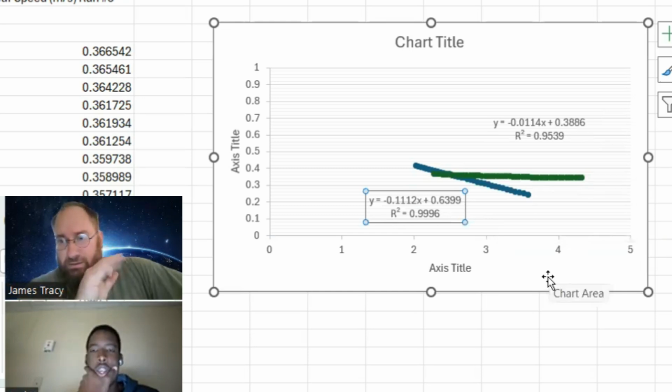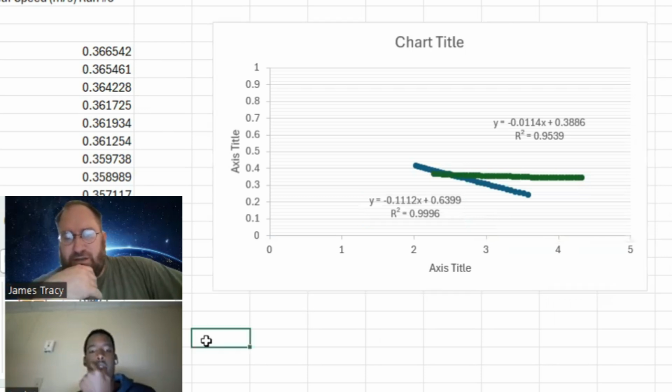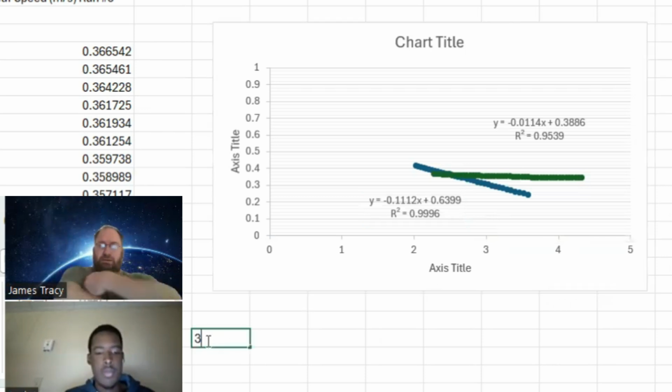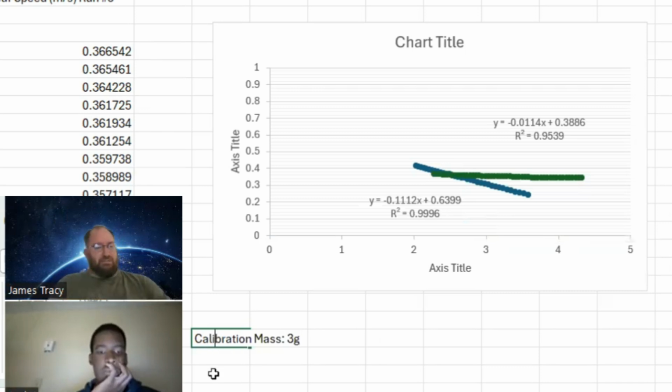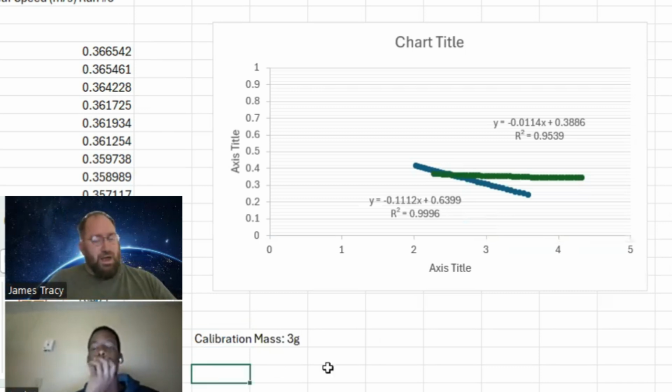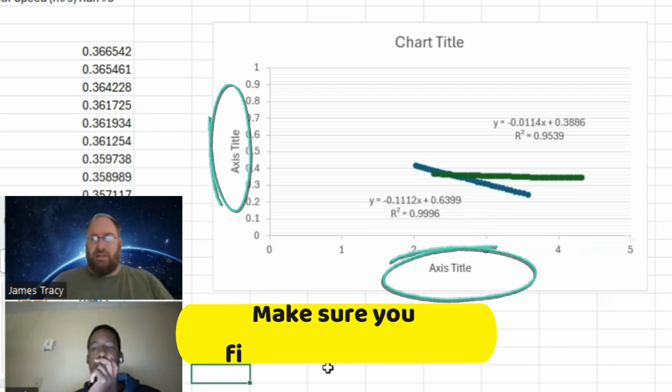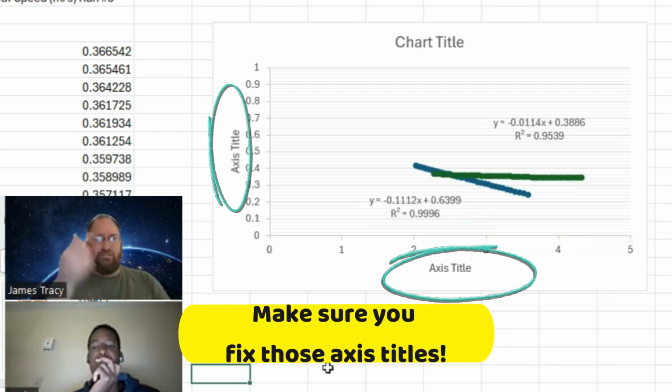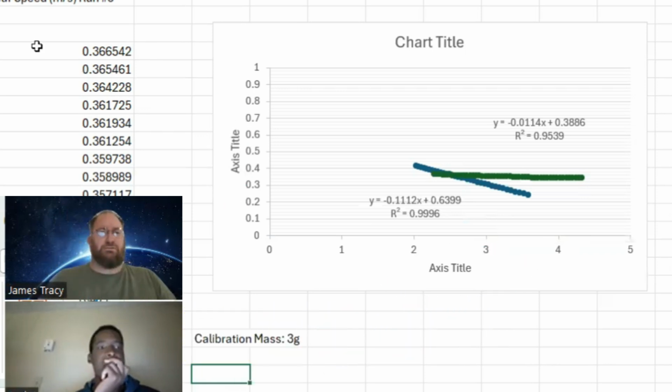So you had 3 grams as your calibration mass? Yes. Okay, put that somewhere in the space just below your graph. Calibration mass: 3 grams. Now it does not surprise me, that amount. So there's that. Okay, next. This looks good. Go ahead and hit save, and then let's move over to the other thing.